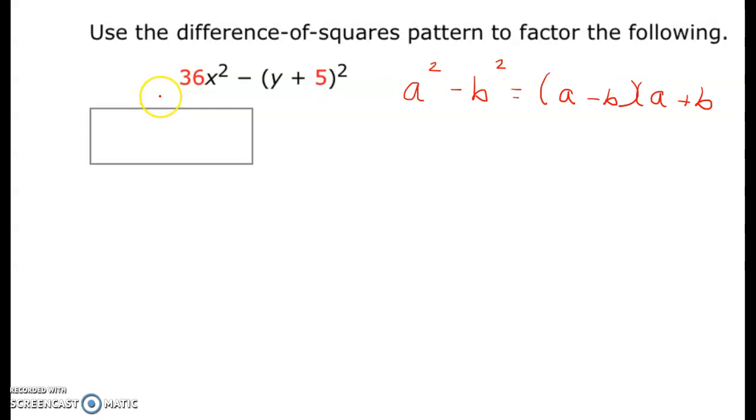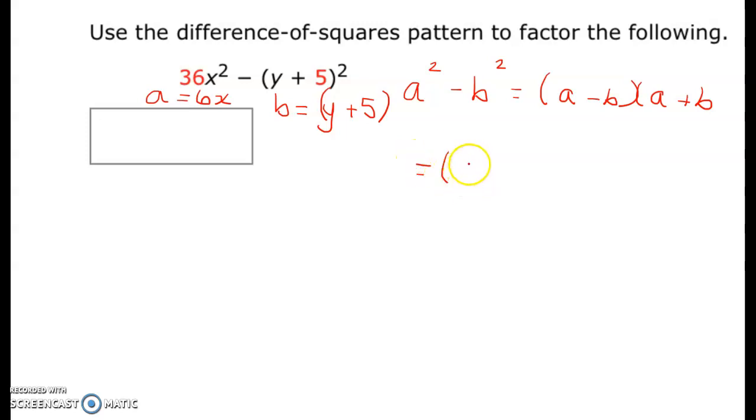So we can tell that a is 6x, because if you multiply 6x by itself, 6x times 6x is 36x squared. And we can tell that b is the quantity y plus 5, because that is the quantity that is being squared as the second term in this polynomial. So therefore, when we factor this, we'll have a minus b.